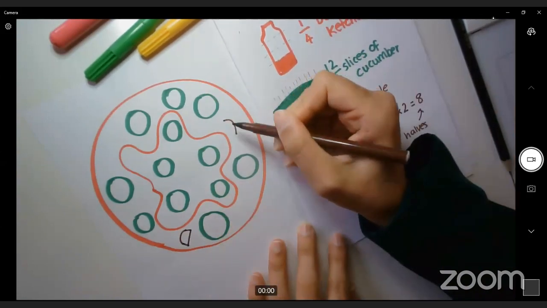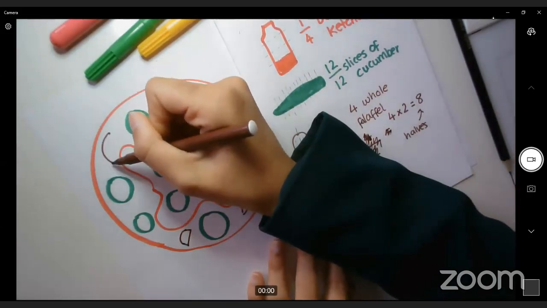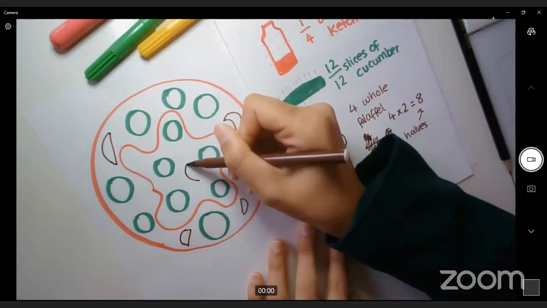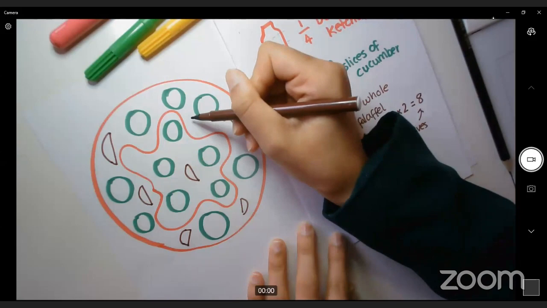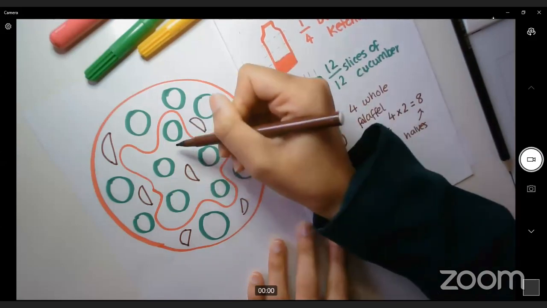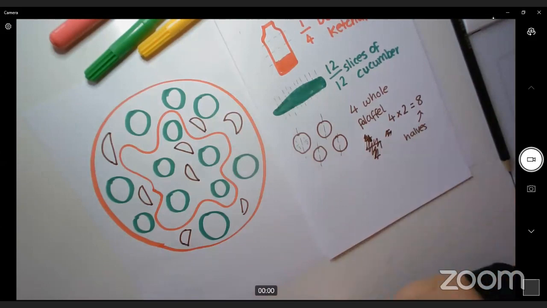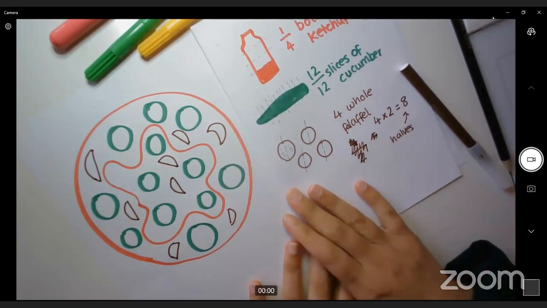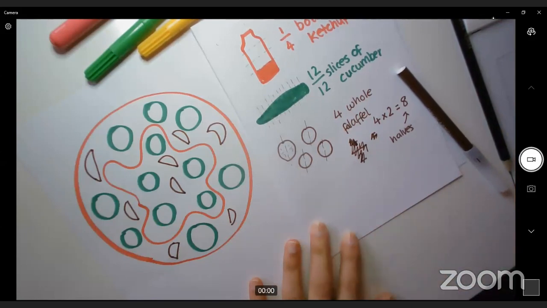1, 2, 3, 4, 5, 6, 7, and 8. Okay, so I've got 8 halves of my flaffles. What else am I going to add onto my, oh, tomato. Tomato's a good one. So let's add some tomato pieces.